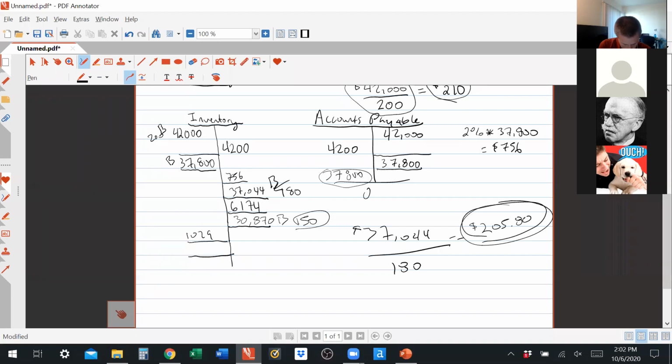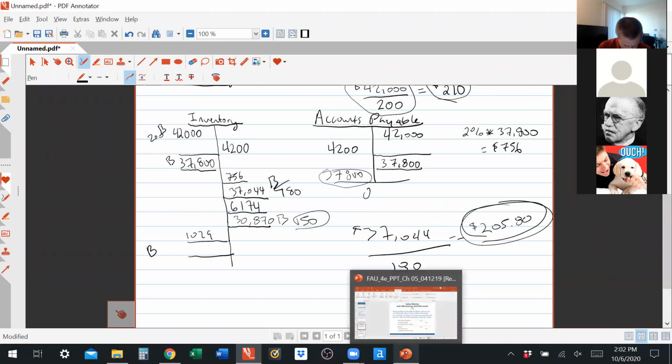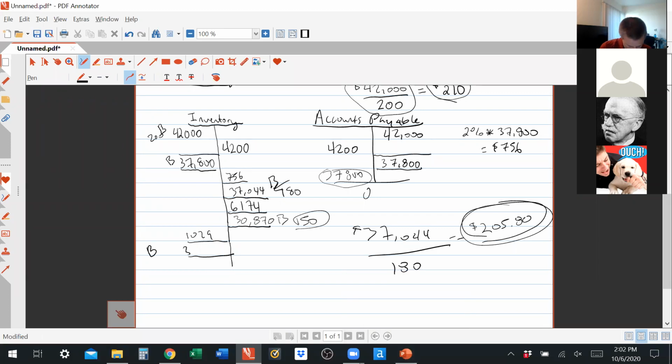So now the balance in the inventory account is, let's have a look, 3870 plus 1029. Now it's back up to 31899. And how many cameras are in our inventory that we could sell? 155 now, right?